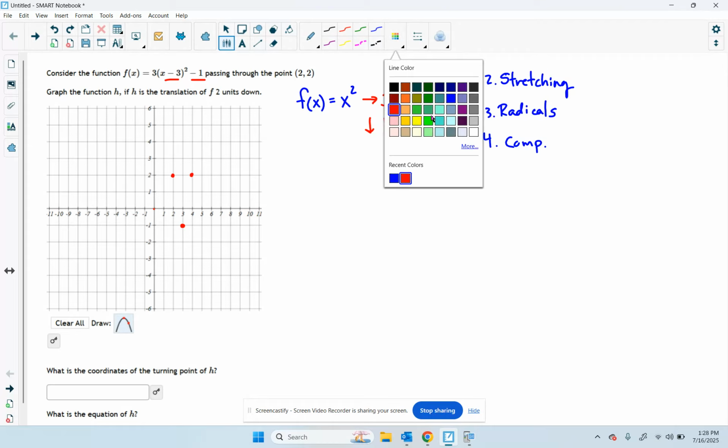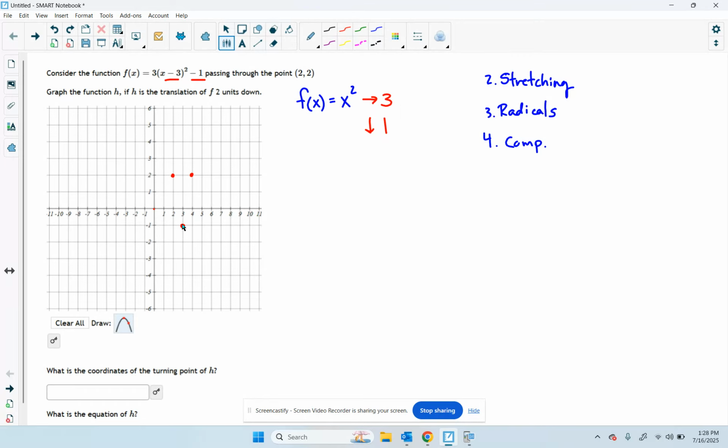So my graph's going to look something like this, and it's going to be messy because I'm not the best at drawing these on the computer, but it looks something like that. Okay, well, nothing like that. That's awful, but you get the idea. It's going to go through these 2 points, and there's the vertex.